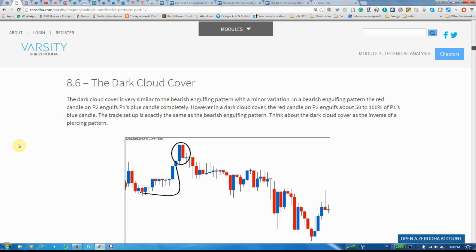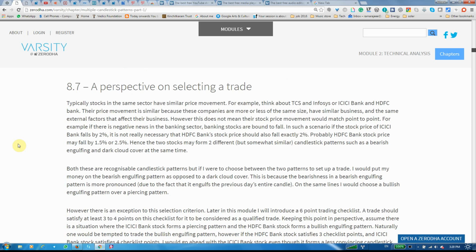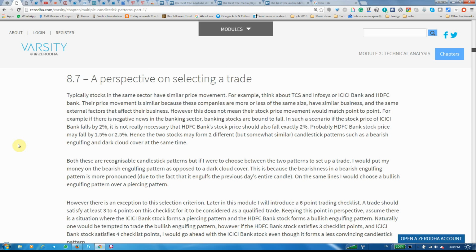8.7 A perspective on selecting a trade. Typically stocks in the same sector have similar price movement. For example, think about TCS and Infosys or ICICI Bank and HDFC Bank. Their price movement is similar because these companies are more or less of the same size, have similar business, and the same external factors that affect their business. However, this does not mean their stock price movement would match point to point.